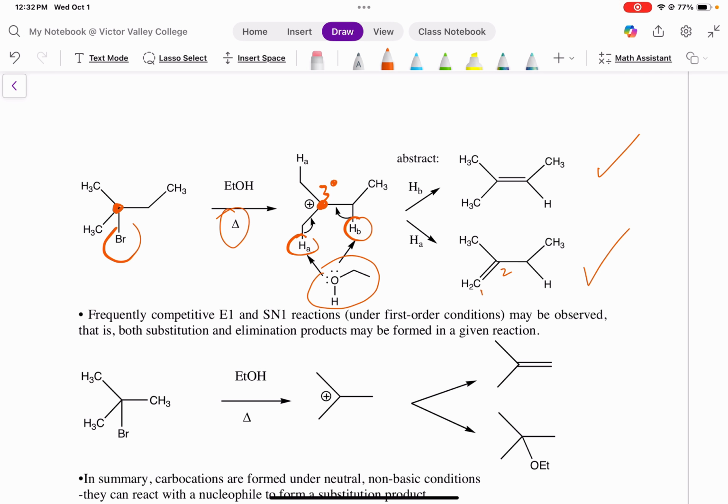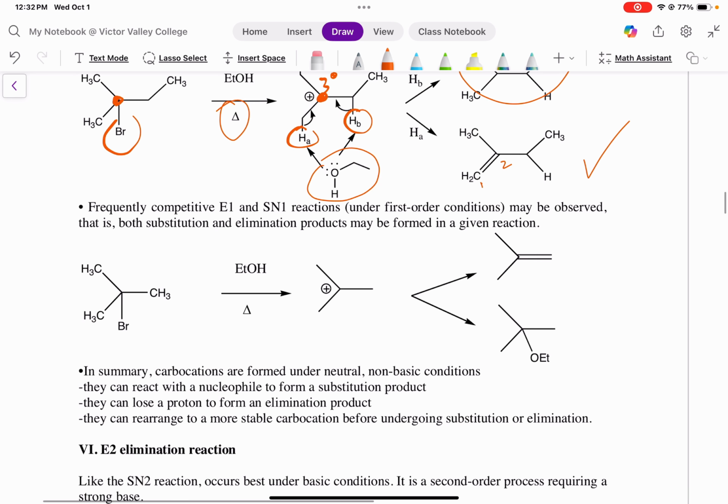All right, so we got two products, one is alkene number 1, one is alkene number 2. So it's a mixture of the two, but of course the top one is the better product. It's the more stable product.